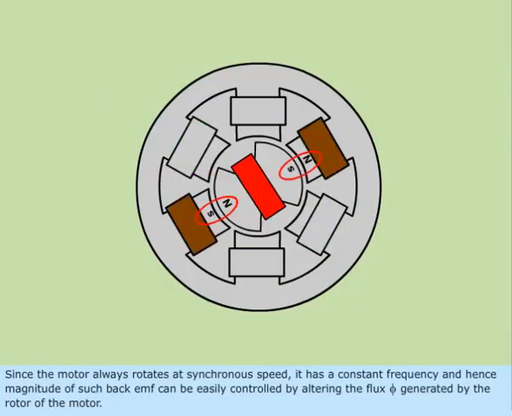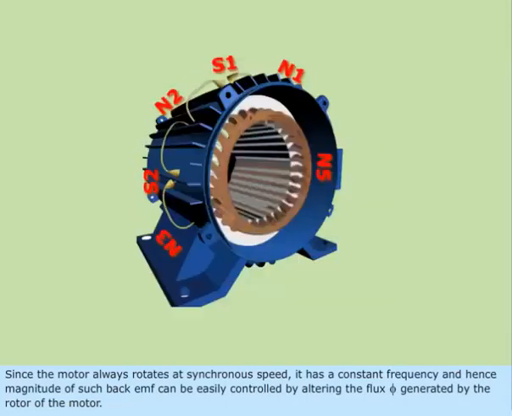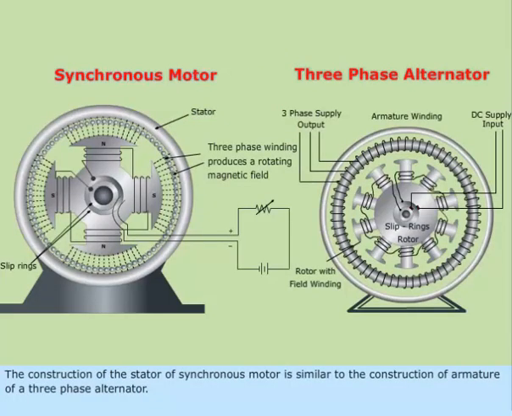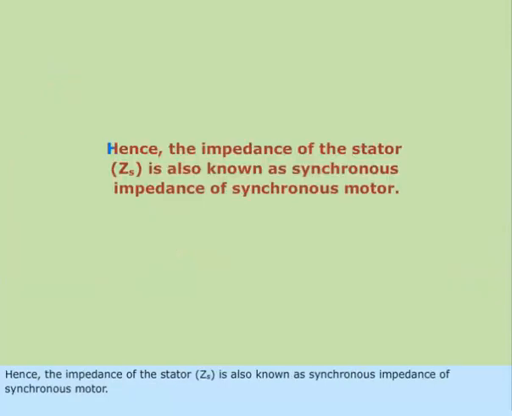Since the motor always rotates at synchronous speed, it has a constant frequency, and hence magnitude of such back EMF can be easily controlled by altering the flux phi generated by the rotor of the motor. The construction of the stator of synchronous motor is similar to the construction of armature of a three-phase alternator. Hence, the impedance of the stator, Z sub S, is also known as synchronous impedance of synchronous motor.